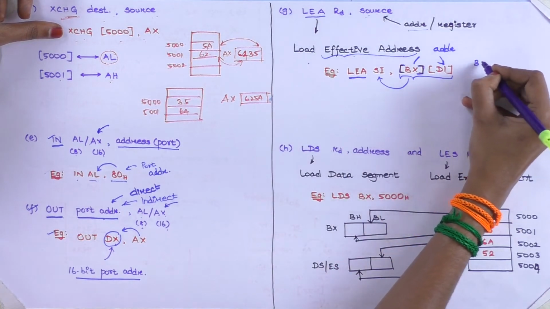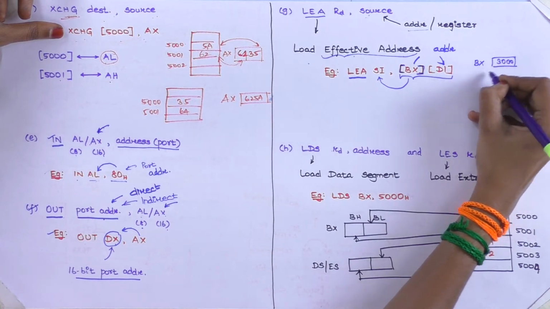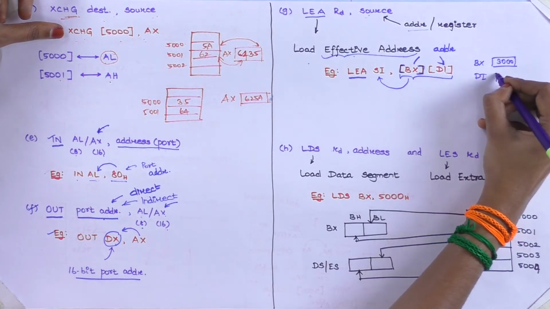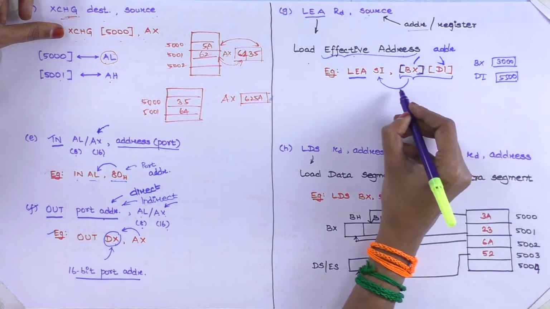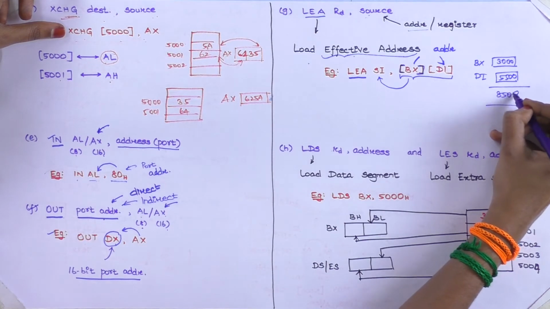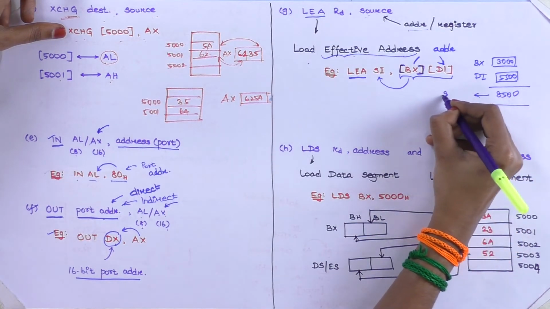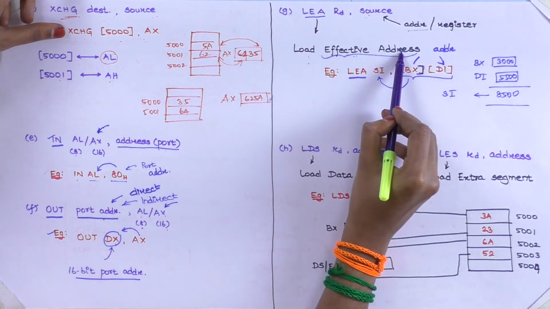For example, BX has the value 3000 and DI has the value 5500. After adding these, you will get 8500. This value will be stored in the SI register. That's the purpose of load effective address. Fine.